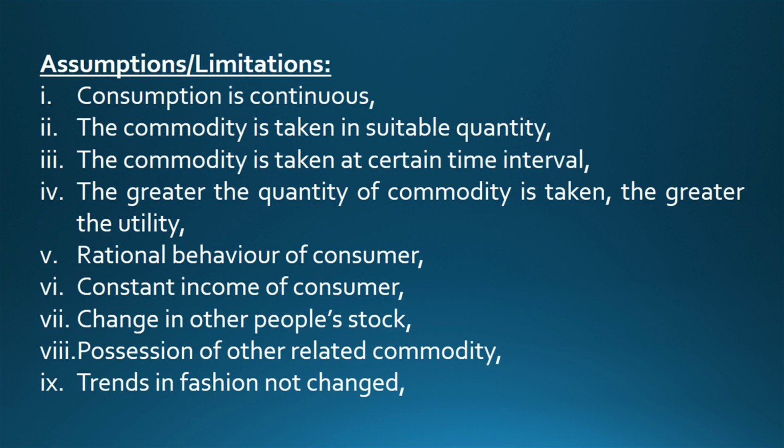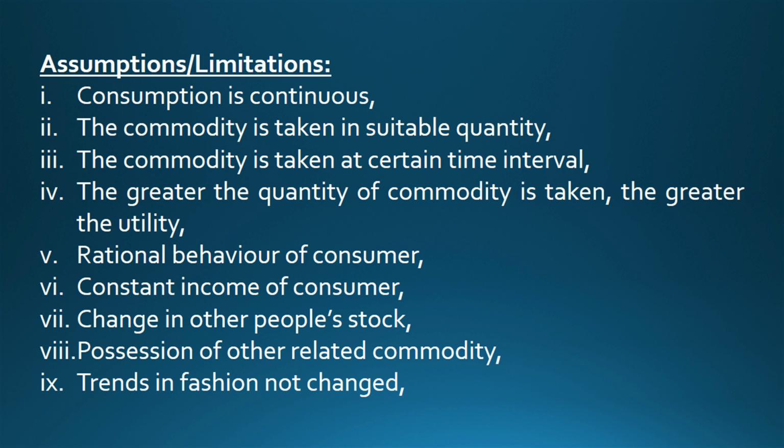Assumptions or limitations. 1. Consumption is continuous. 2. The commodity is taken in suitable quantity. 3. The commodity is taken at certain time interval. 4. The greater the quantity of commodity is taken, the greater the utility. 5. Rational behavior of consumer. 6. Constant income of consumer. 7. Change in other people's stock.